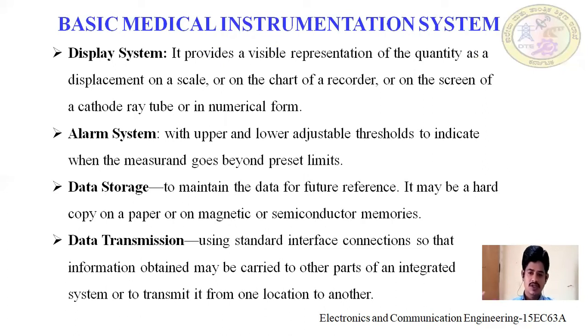We have two thresholds: one is a lower threshold, one is the upper threshold. It means if the signal goes below the lower threshold, the signal cannot be received. If it is more than the upper threshold, it cannot be collected properly. That means the signal must be within those ranges. That is possible by using the alarm system, because it will indicate if the signal goes below the lower threshold or beyond the upper threshold.